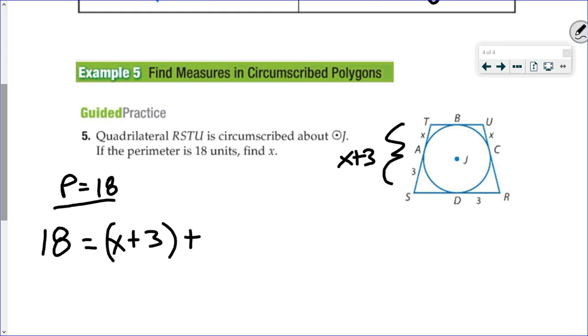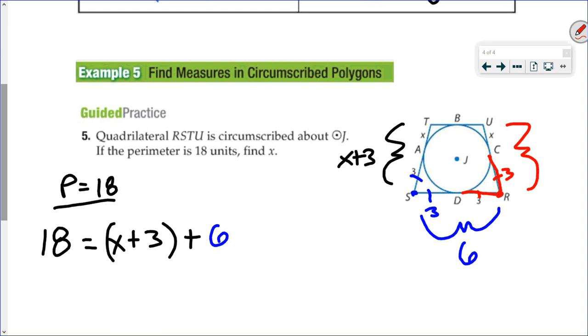So what about side SR here? We know that SA is congruent to SD because they're both tangent and they come from the same exterior point. So that tells me that's 3. So side SR would be 3 plus 3, which is 6. As we look over here to side UR, we use the same idea: RC is congruent to RD, because they come from the same exterior point and they're both tangent to the circle, so they're both 3 there. That means side UR is x plus 3 as well.